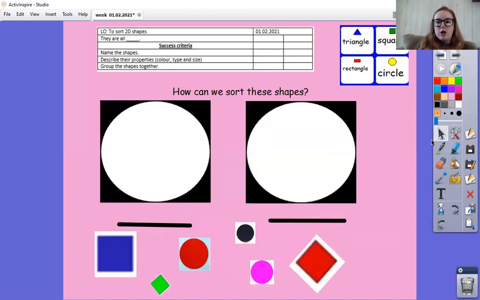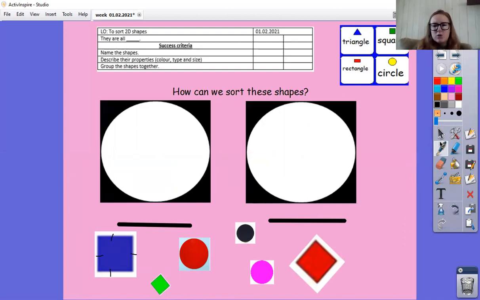Okay, so we're going to look at sorting these 2D shapes. Down here, I have a selection of shapes and I want to sort them into 2 groups. How could I sort them? Well, let me have a look at my shapes here. Let's have a look at this first shape. It's got 1, 2, 3, 4 sides. This shape has 4 sides. All the sides look equal. So this shape is a square.